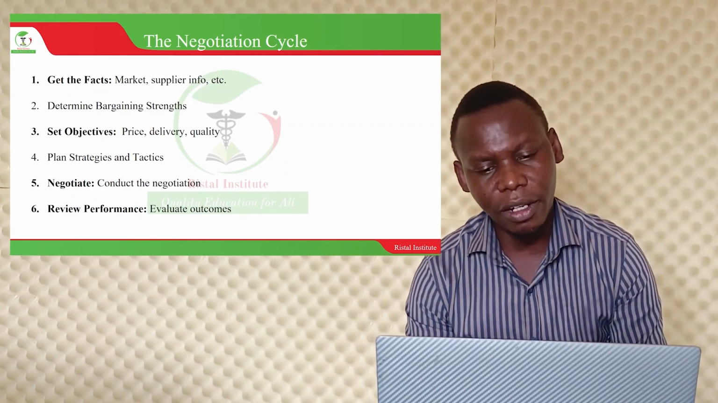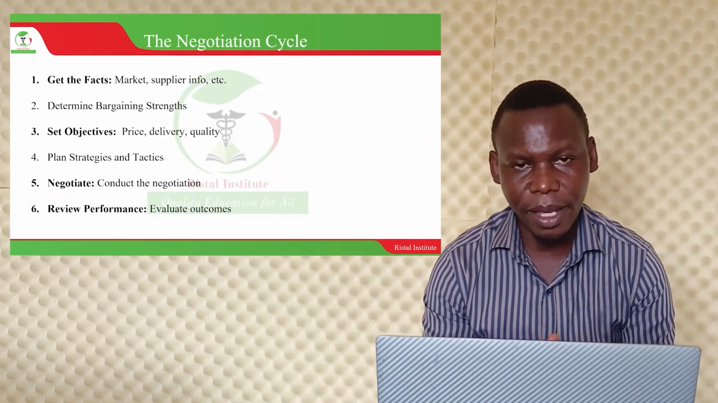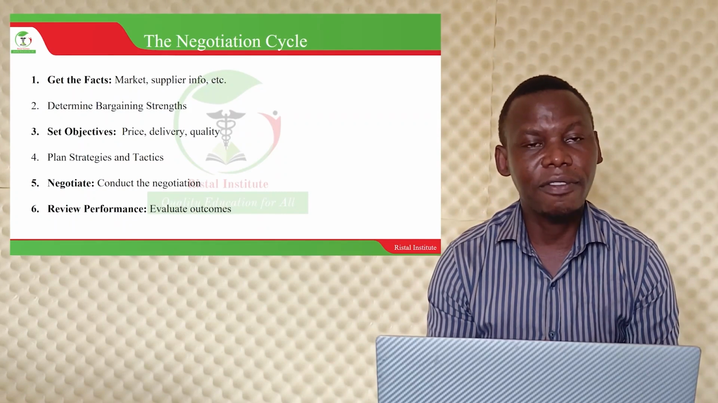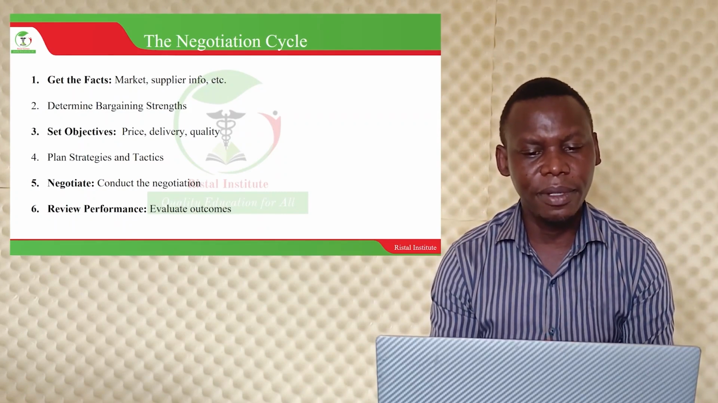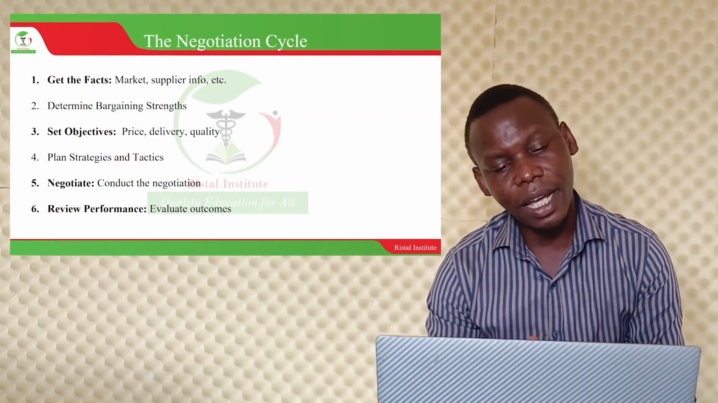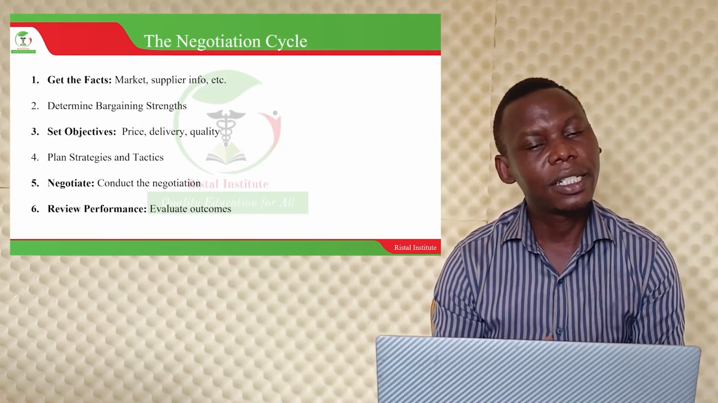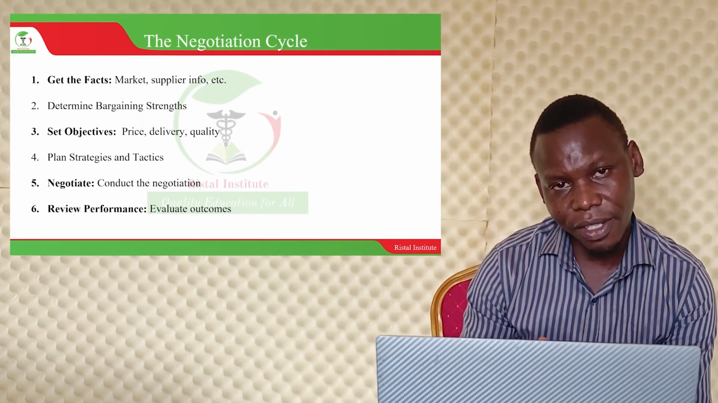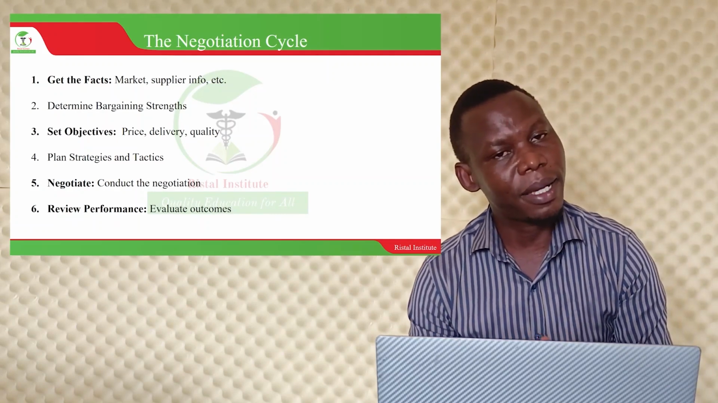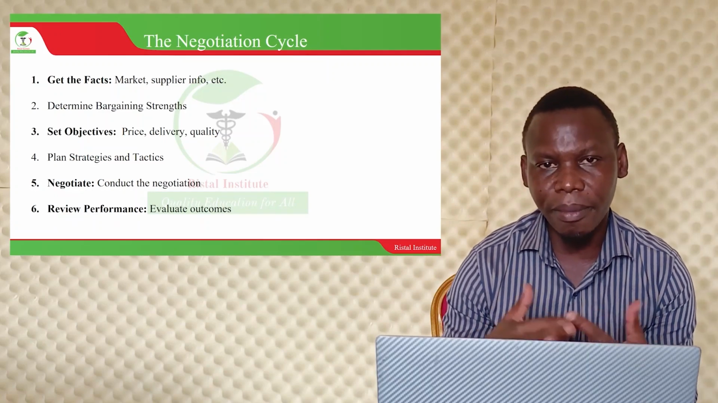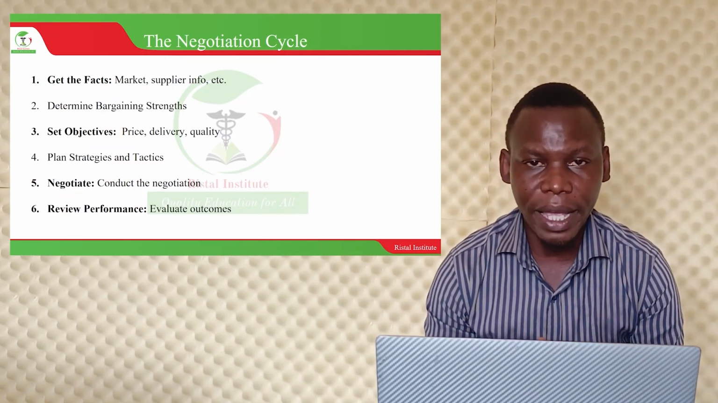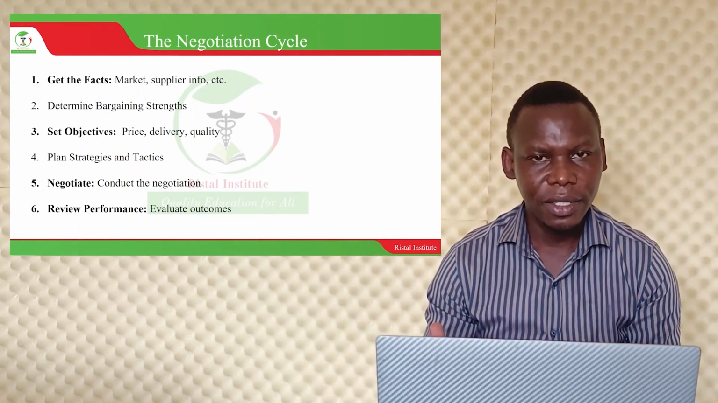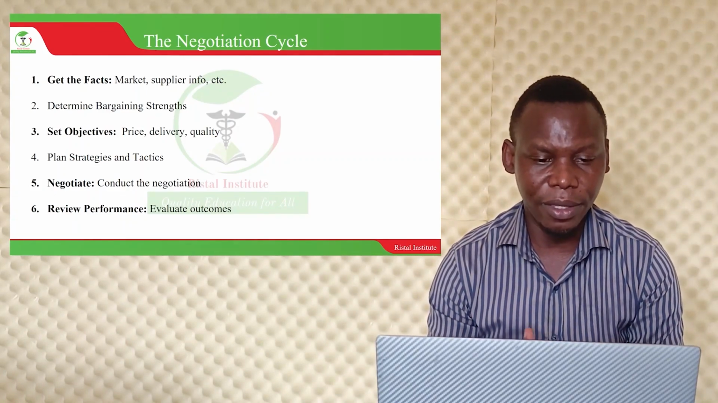Let's look at the negotiation cycle. In the negotiation cycle, the first step or the first item that comes is get the facts. That is the first item, whereby every party has to go to the market and get information about the supplier. That is for the buyer. Then the supplier also may need to know about the buyer. So there is collecting of facts about the other party someone is going to face in a negotiation.